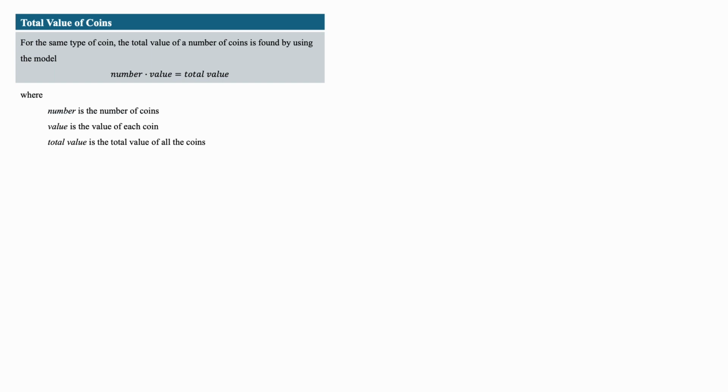So let's take a look at the total value of coins. For the same type of coin, the total value of a number of coins is found by using the model number times value equals total value, where the number is the number of coins in general, the value is the value of each coin, so think, a quarter is 25 cents, a dime is 10 cents, and so forth. And the total value is the total value of all the coins when added together. So, for example, all the coins will equal $2.25 in total.